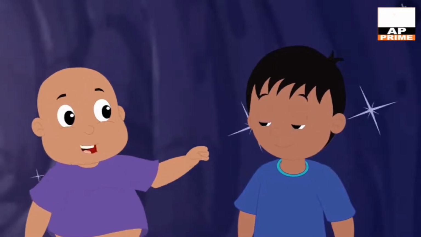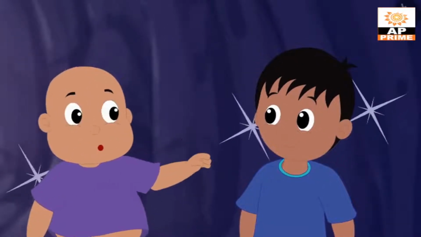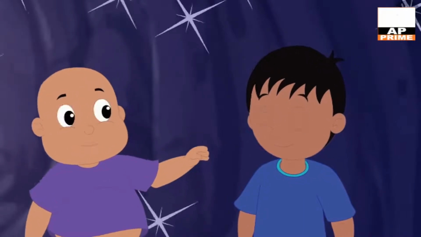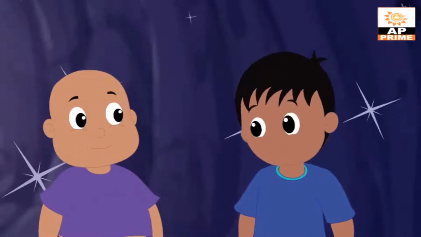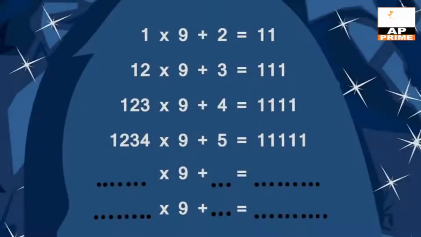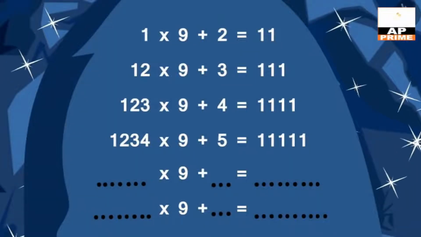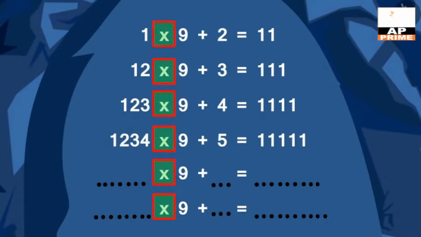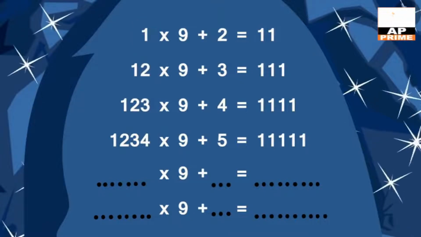Look, it looks like a number pattern. Let us try to find its sequence. Bablu told Raju. See, Bablu, every time a new digit is added to the number that is multiplied by 9, and it is one more than its previous digit.